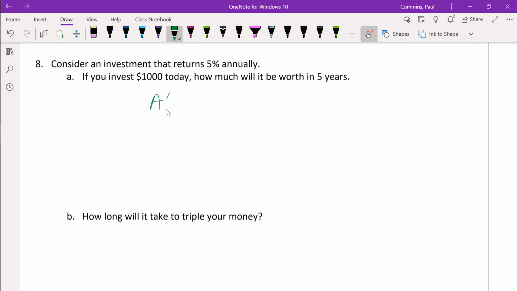So A of 5, the amount of money I have in 5 years, is my initial amount of money, which is 1,000 times 1 plus r, 1 plus 0.05, to the 5th. So you just have to crank that out. We'll do that in a second. How long would it take to triple your money? Now we're turning that $1,000 into $3,000. So we're saying, how many times do I have to hit $1,000 with the 1.05 stick before I turn it into $3,000? So we're solving for t here.